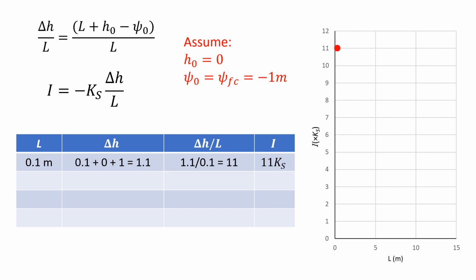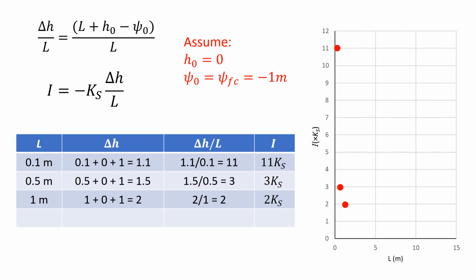I'm going to graph the results on the right with the y-axis representing the number of saturated hydraulic conductivities. So when the wetting front has reached 0.1 meters, the infiltration rate is 11 hydraulic conductivities. Now what happens when the front has penetrated a little deeper, to half a meter, 0.5 meters? Delta H is 0.5 plus 1 equals 1.5 meters. And the gradient, delta H over L, is 1.5 divided by 0.5, or 3. And the infiltration rate has dropped to 3 times the hydraulic conductivity.